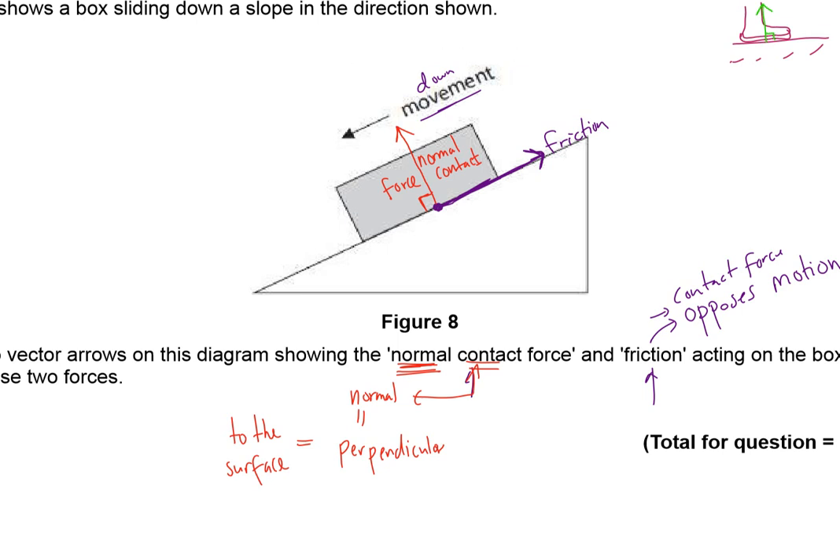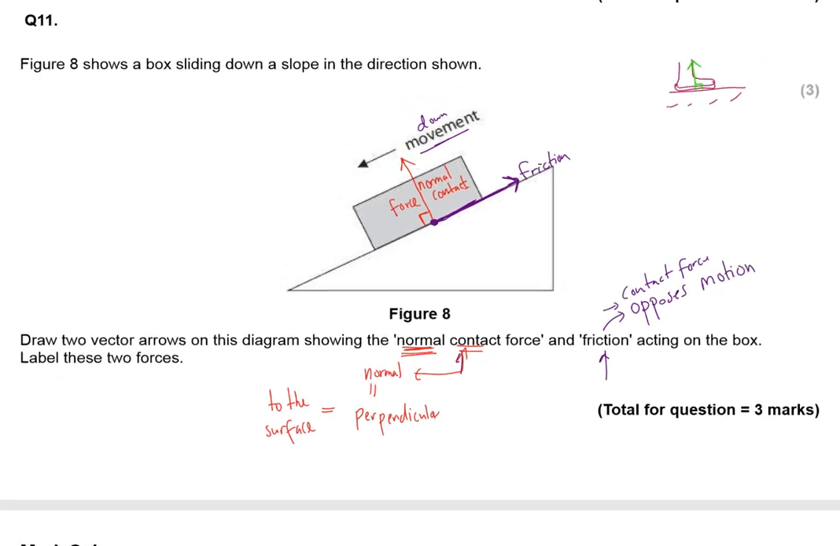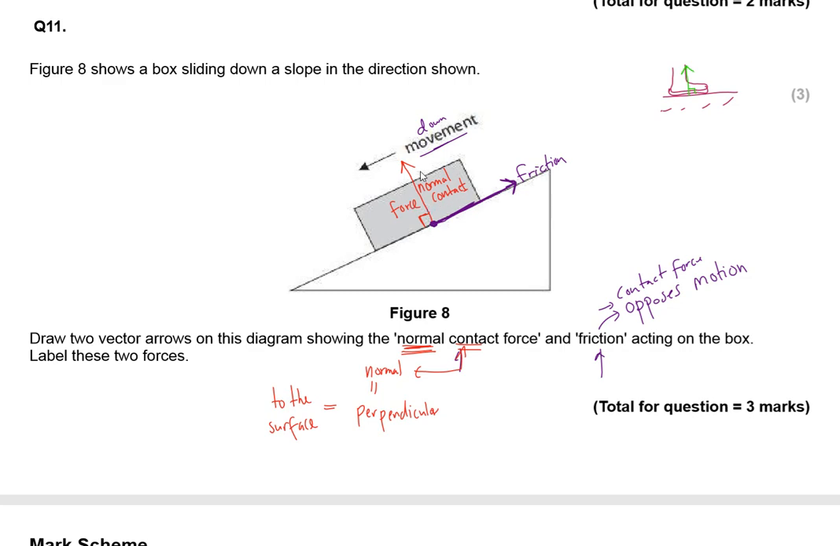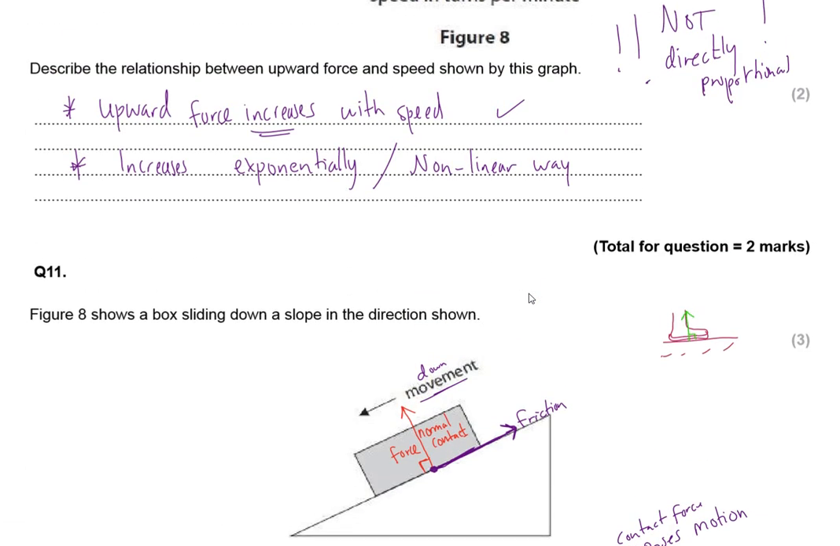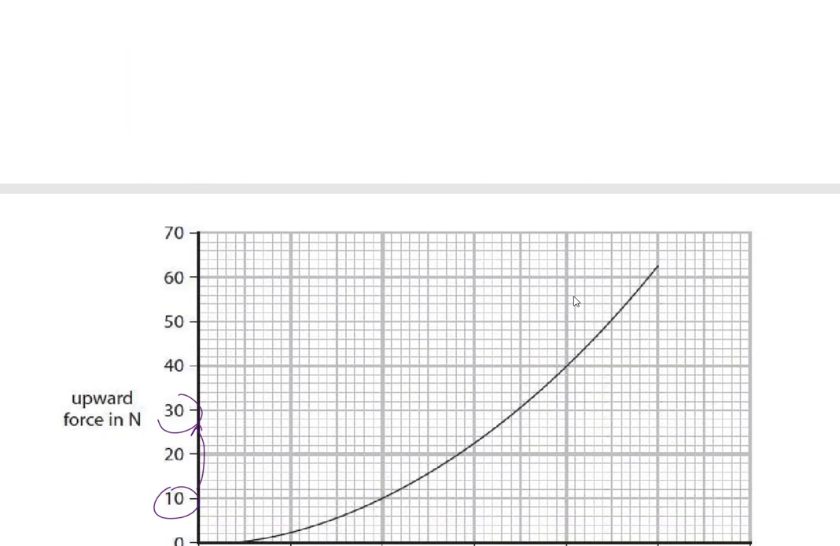Now, 3 marks. You get the marks for making sure the arrows are labeled correctly and pointing in the right direction: the friction arrow is labeled friction, and the normal contact force arrow is labeled normal contact force. Label correct, and same direction in this case. If you got this incorrect, look at all the annotation to make sure we get it right next time.